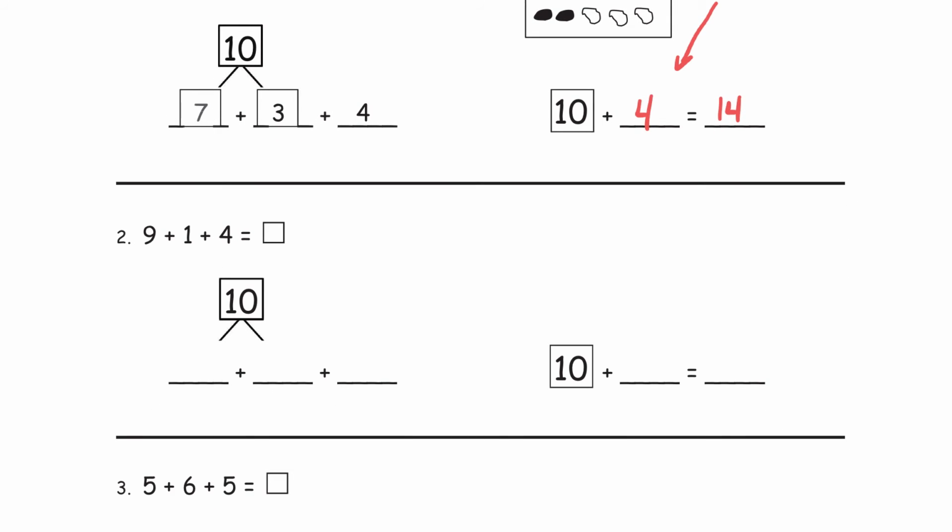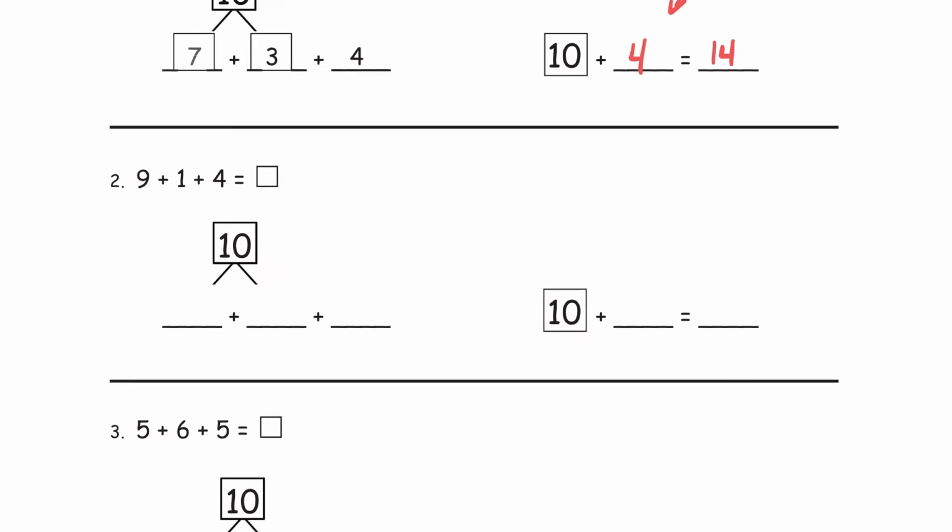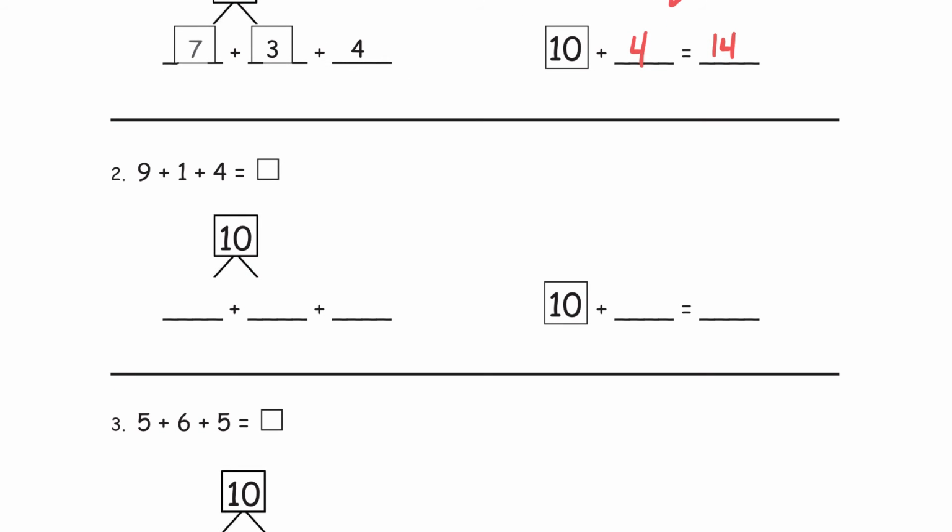We have 9 plus 1 plus 4. We need to draw the dots first, then we'll go on and solve that problem. So let's do that. Let's make 9 dots. 1, 2, 3, 4, 5, 6, 7, 8, 9. And let's do squares. Let's make 1 square, 1. And let's make our 4 triangles. 1, 2, 3, 4.